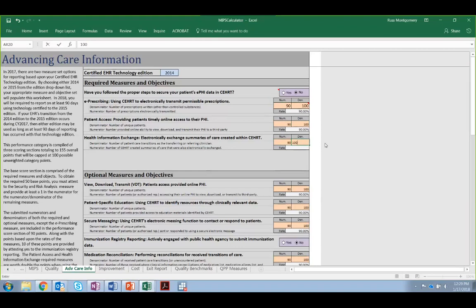You do have an option here to choose whether or not you have followed the proper steps to secure your patient's PHI data in a certified EHR. And that does have some bearing on your reporting for advancing care information.